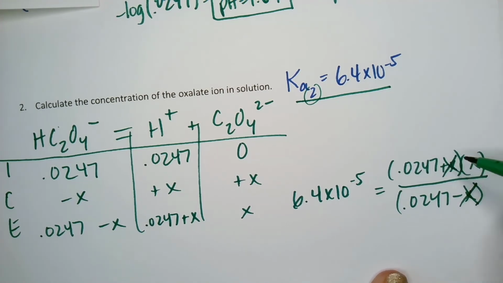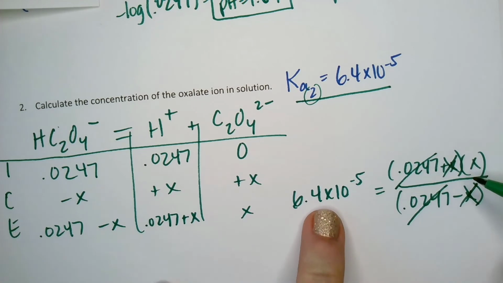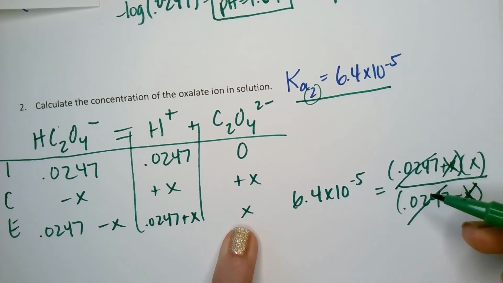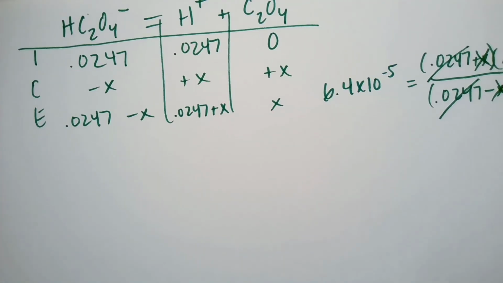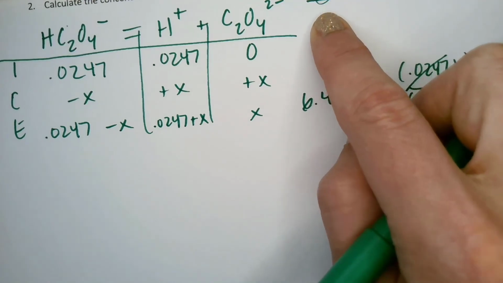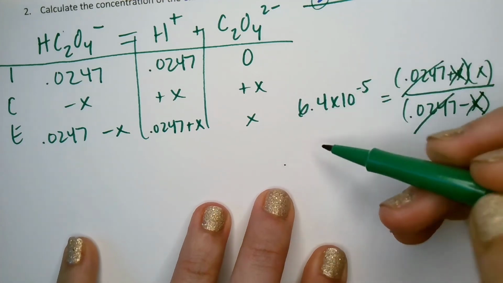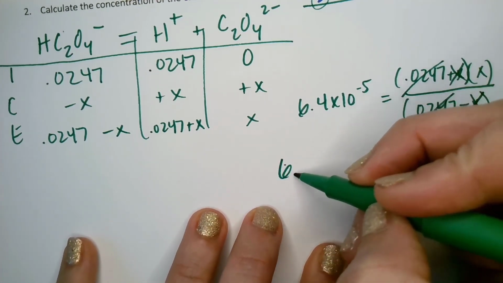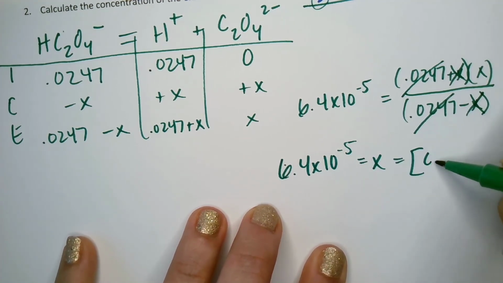Something interesting happens with the algebra: 0.0247 divided by 0.0247 cancels out. And so we're left with x being the concentration of the oxalate, which is the value of Ka2. So the very value of Ka2 becomes the value of our oxalate ion at equilibrium. So 6.4 times 10 to the negative fifth is equal to x, which is equal to our C2O4 2 minus concentration.